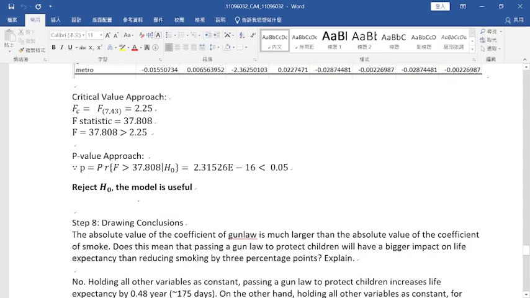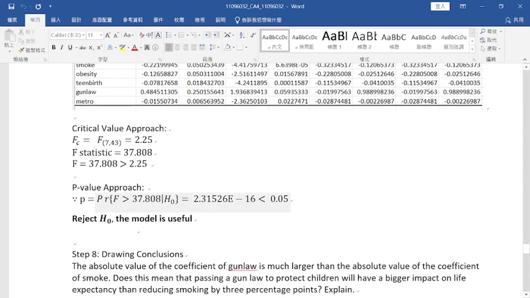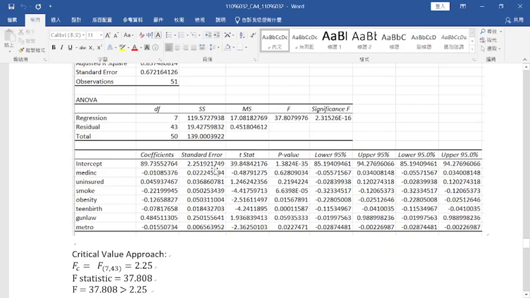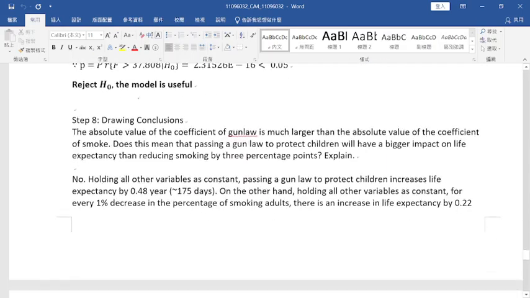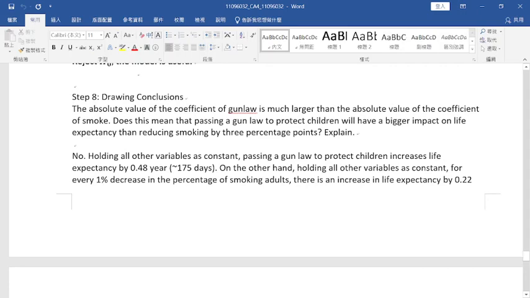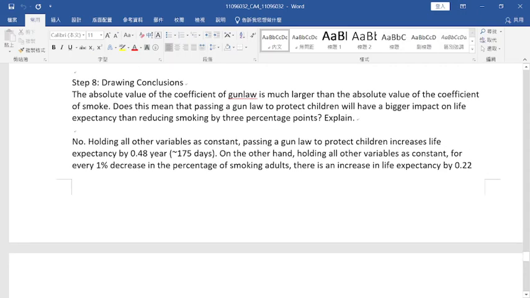So for the overall F test, we check the F critical value. Based on this, we know that the numerator is 7 and the denominator is 43. We look into the table, and the value that we got is 2.25. Then we compare it with the F statistic of 37.808. Comparing the two, 37.808 falls under the rejection region. So we reject the model. And then for the conclusion part, my answer is no.